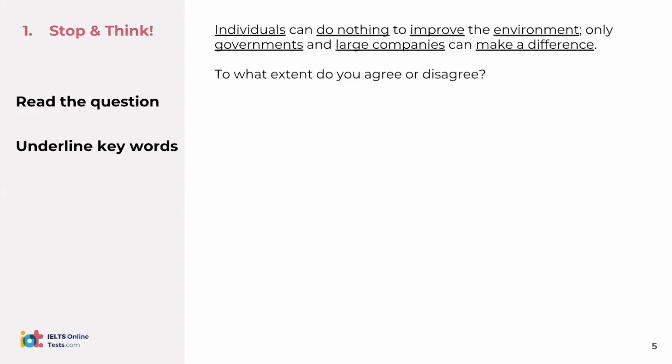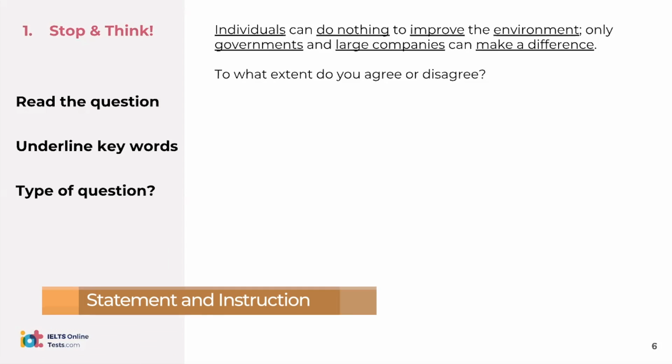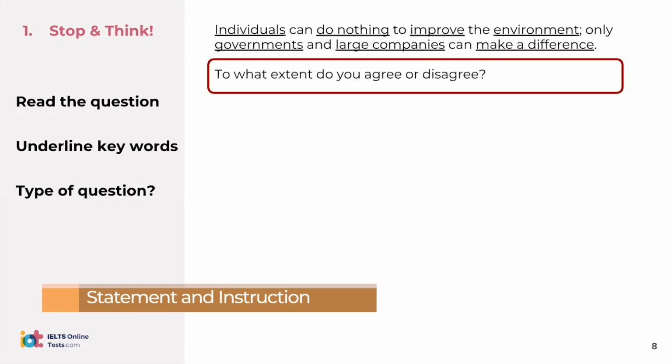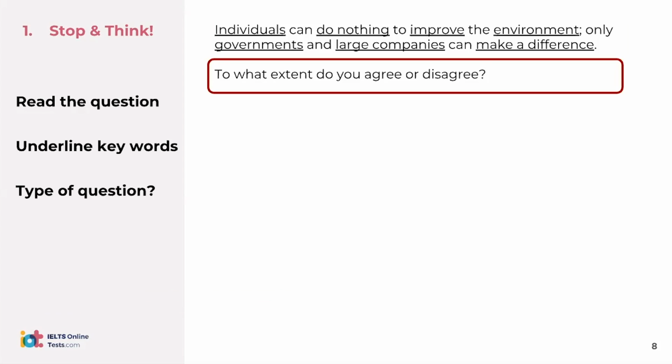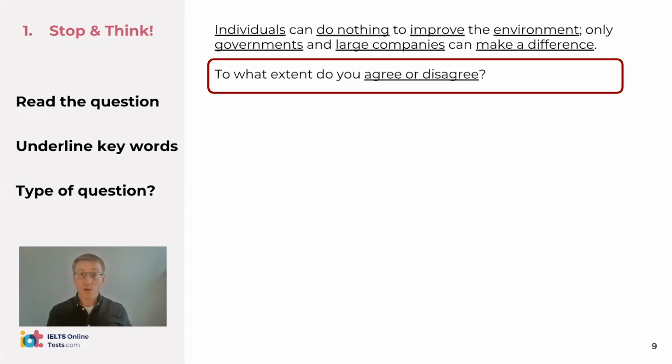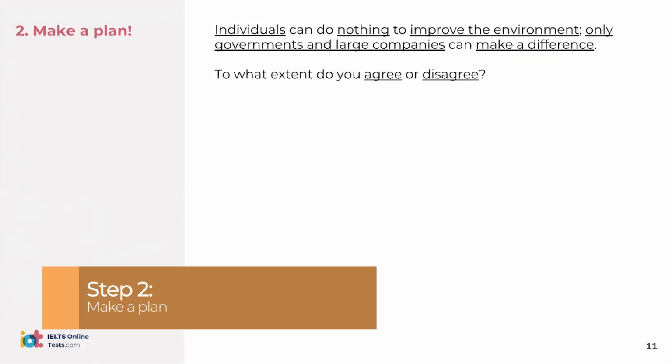Every question has 2 parts, a statement and the instructions. The instructions tell us what type of question it is. Here we can see that it's a type of agree-disagree question. So to answer this, we need to say if we agree or disagree with the statement and give reasons and examples. So now that we understand the question, our next step is to make a plan.